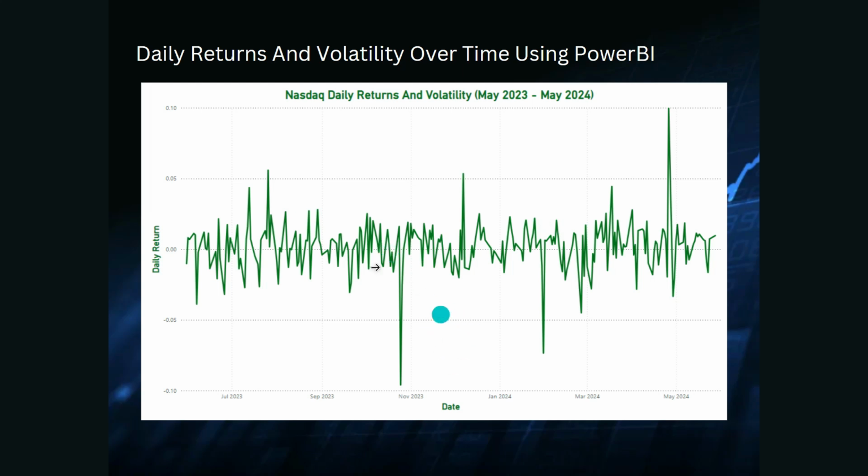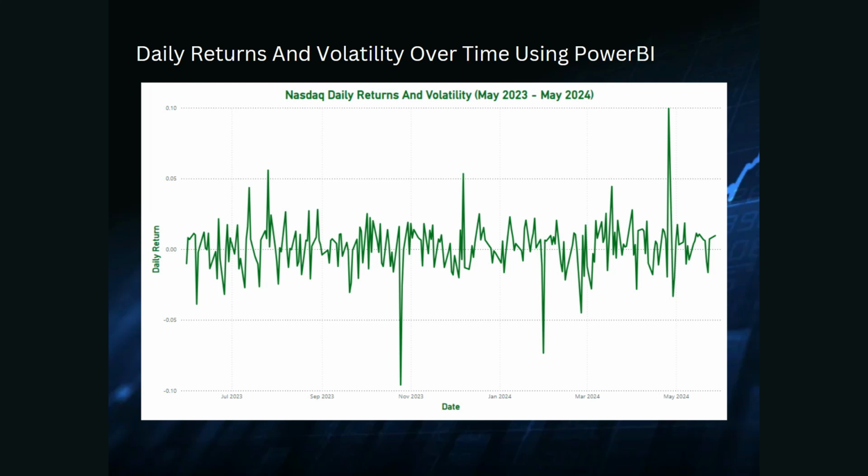In November 2023, there was a significant, huge drop, which was negative 0.1. Then in January 2024, there was another big drop, which was negative 0.07. And in May 2024, this wasn't a drop, but a big increase. These spikes indicate that there were events or news during these periods that caused unusually high volatility in the market.